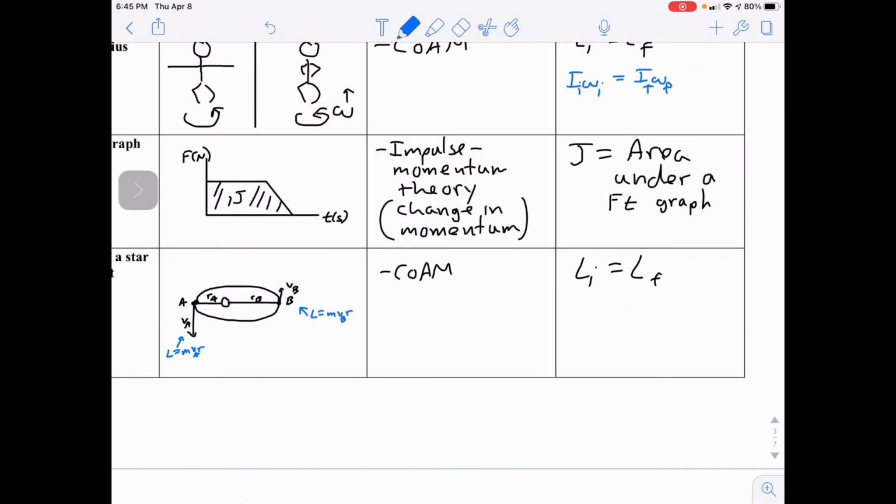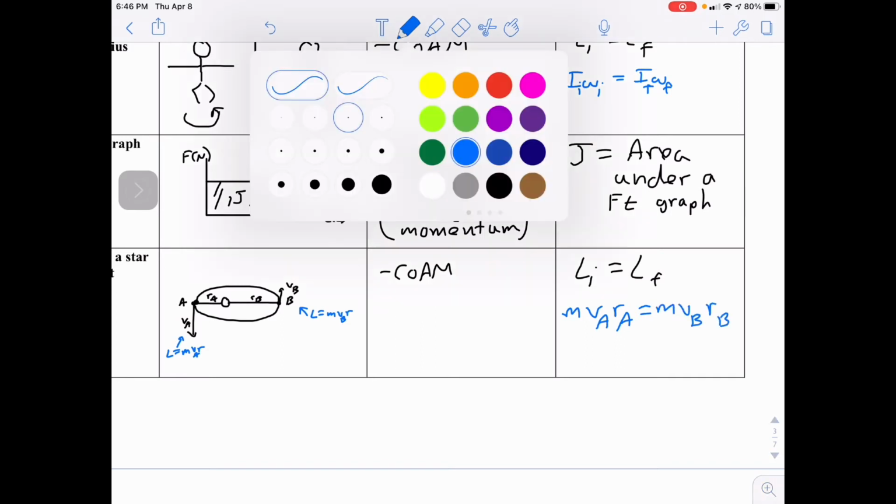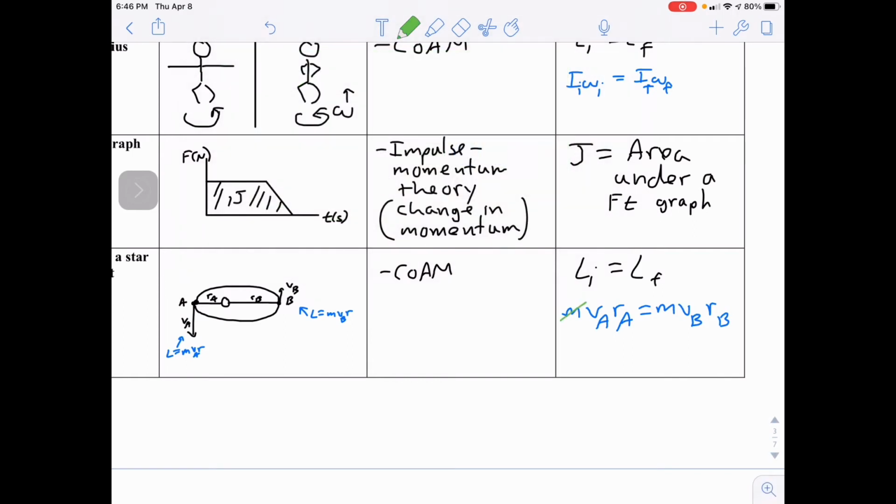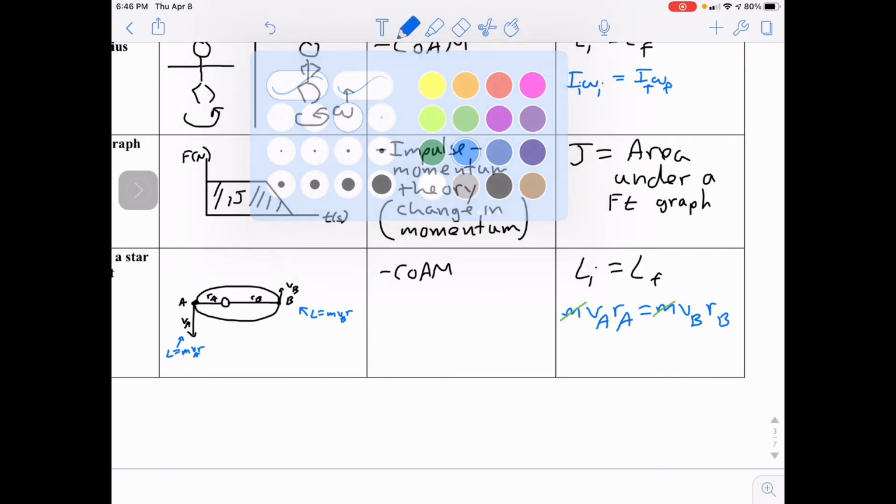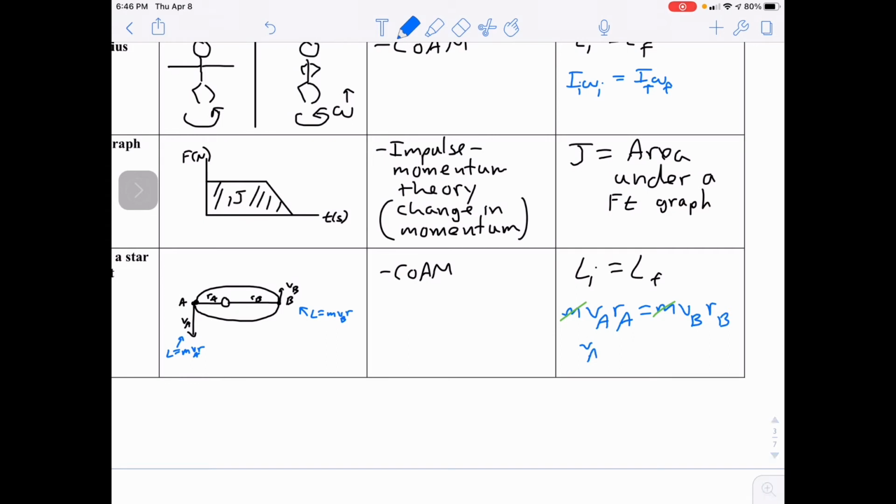Which means the initial angular momentum would be M V_A R_A, assuming that's the initial point, equals M V_B R_B. And yes, you can cancel out the mass. The mass of the planet stays constant, and so we end up with V times R equals V times R.